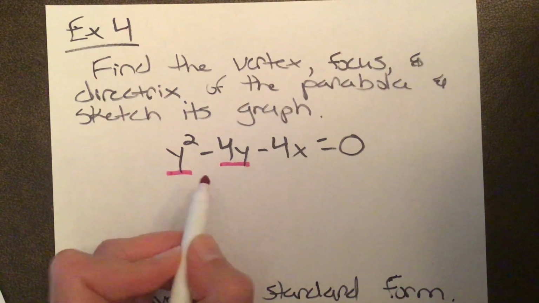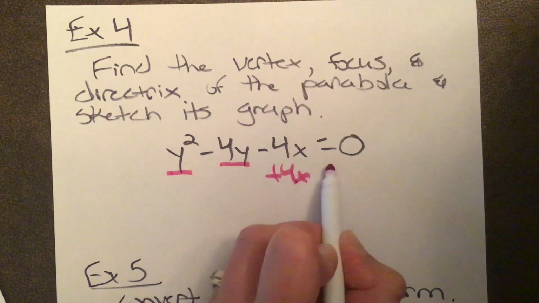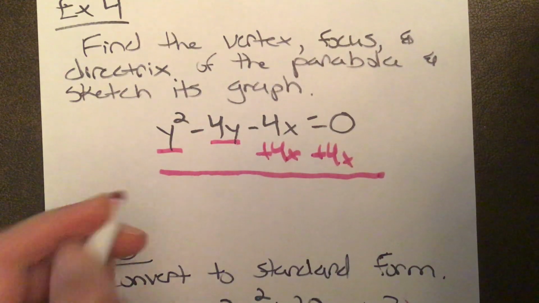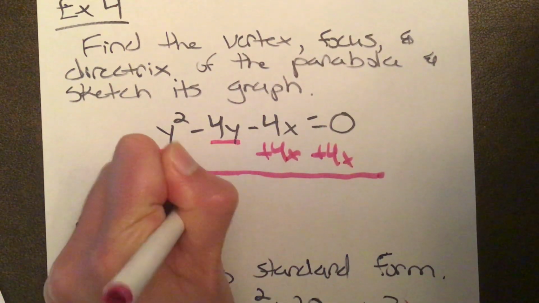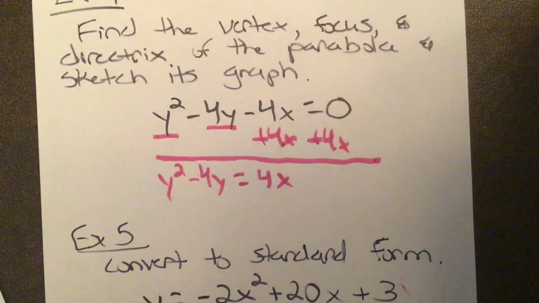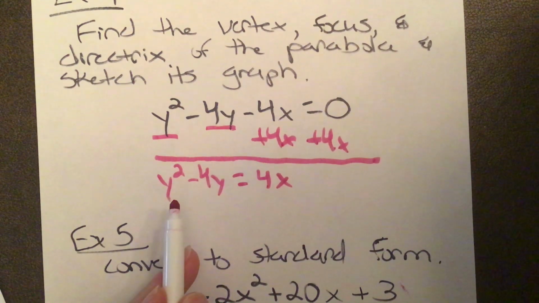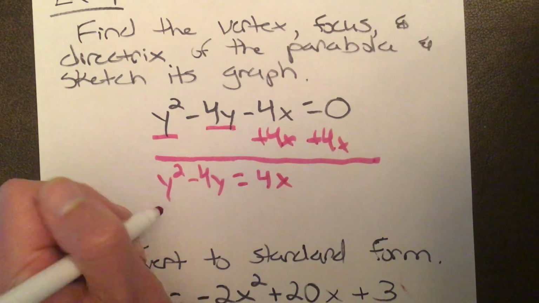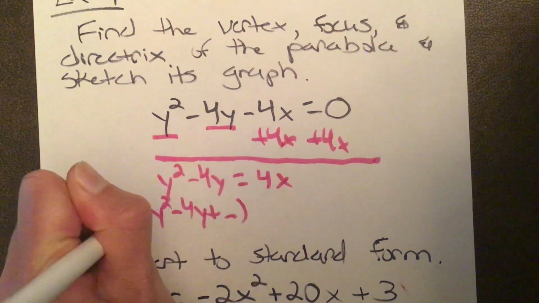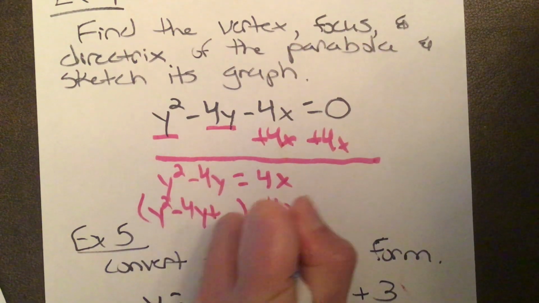Okay, so the first thing I'm going to do is add 4x to both sides. So then I get y squared minus 4y equals 4x. Again, this is not what it looks like it should be. So now I'm going to complete the square. I'm going to write this as y squared minus 4y plus my little blank equals 4x. Whatever I add there, I'm going to have to add there.